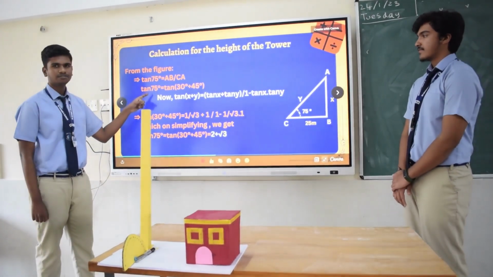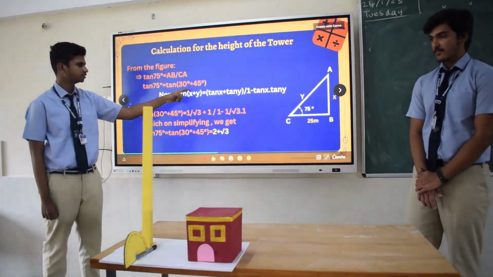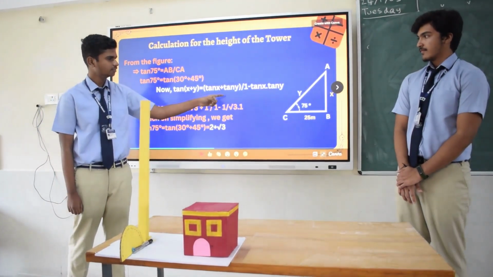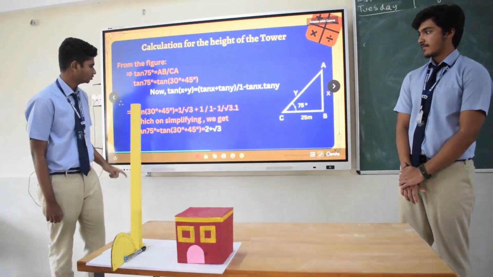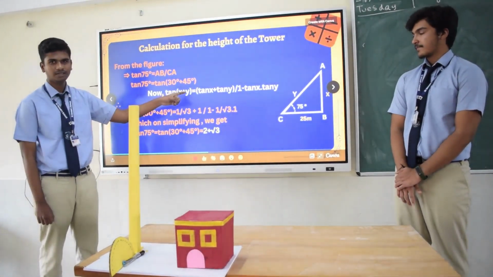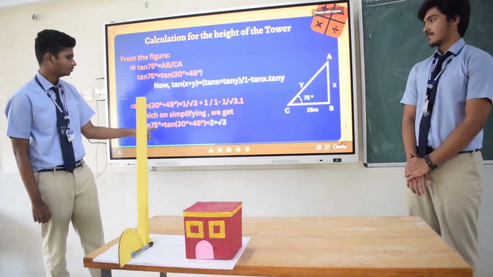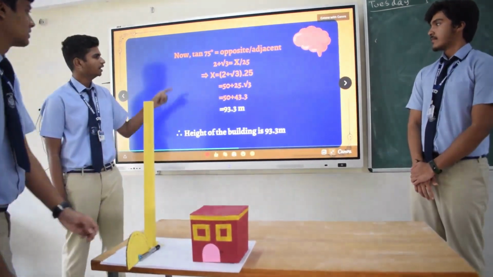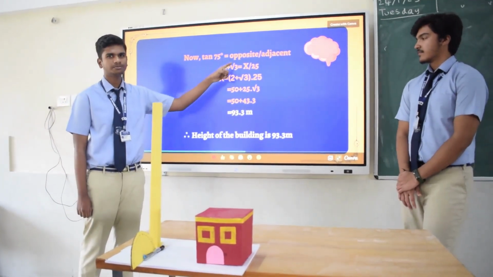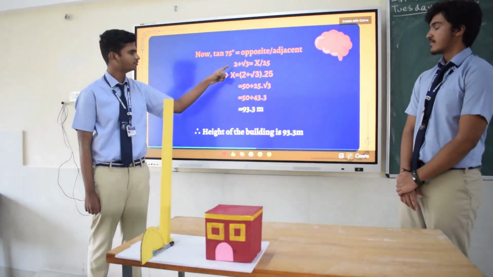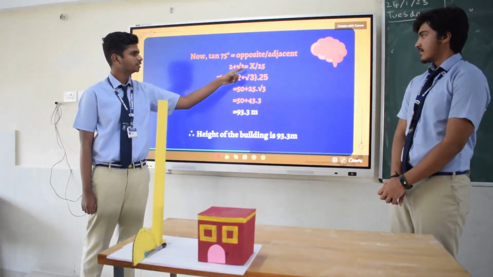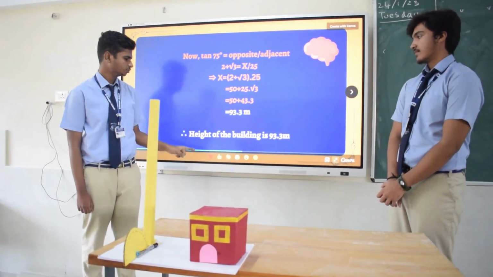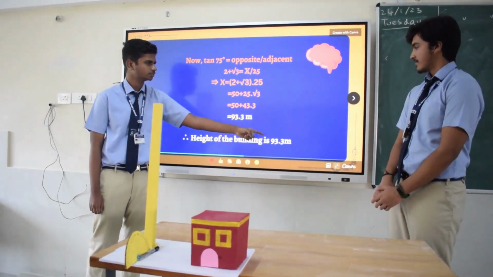Tan 75 can be broken as tan of 30 plus 45 degrees. Using the formula, tan of x plus y is equal to tan x plus tan y divided by 1 minus tan x into tan y. Applying 30 and 45 as x and y, we get that tan 75 is 2 plus root 3. We also know that tan 75 is opposite by adjacent. So on simplifying, it is 2 plus root 3 and it is x by 25. Solving for x, we get 93.3 meters. So the height of the building is 93.3 meters.